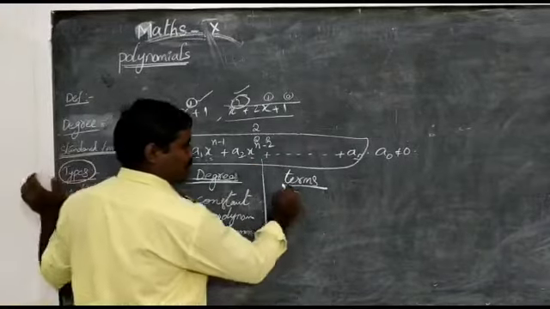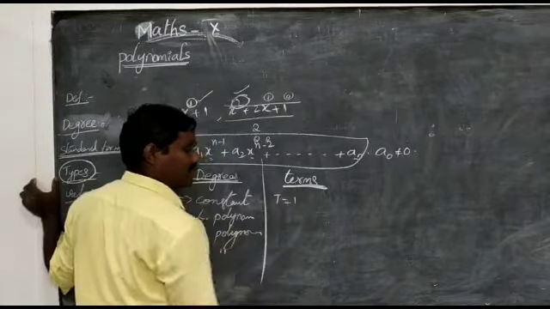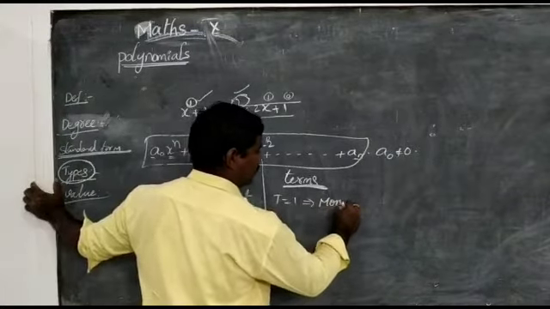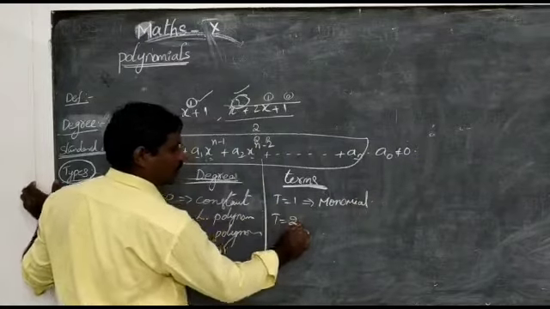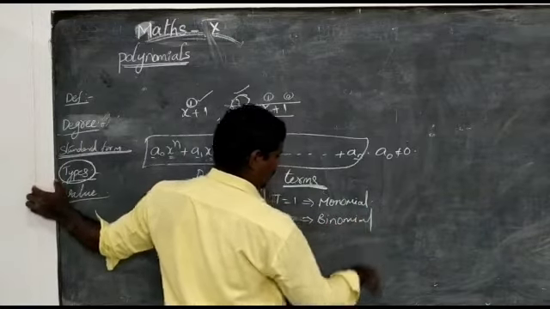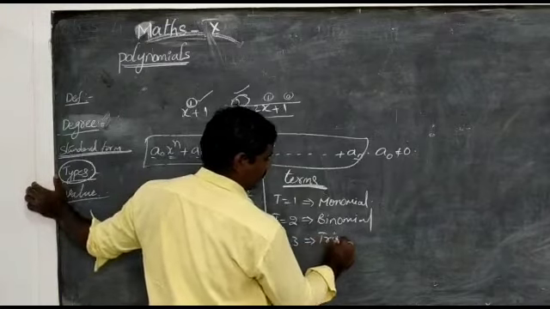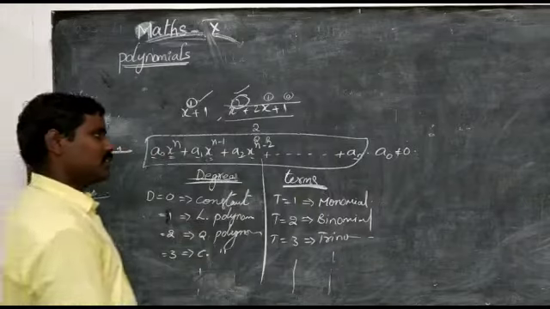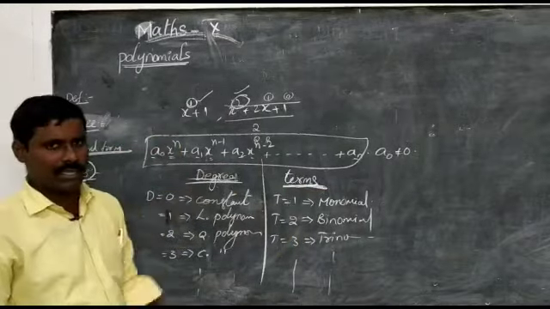Now based on terms. If a polynomial has only one term, the number of terms is 1, it is called a monomial. If the number of terms is 2, binomial. If the number of terms is 3, trinomial, and so on. These are the types based on terms. Now all of these we learned in the 9th class.